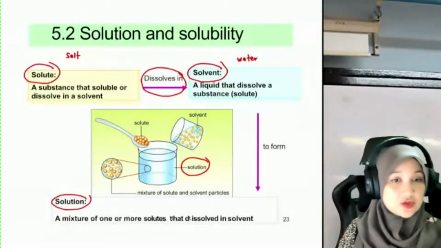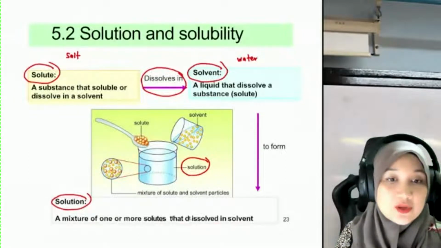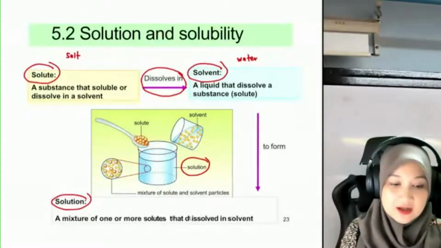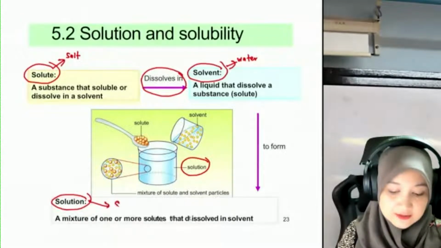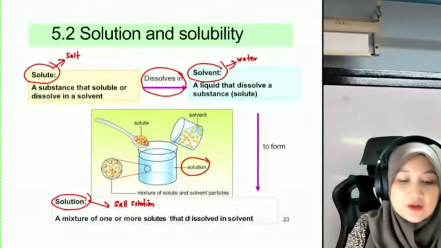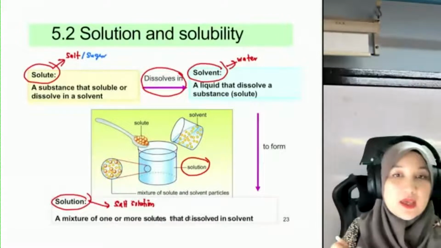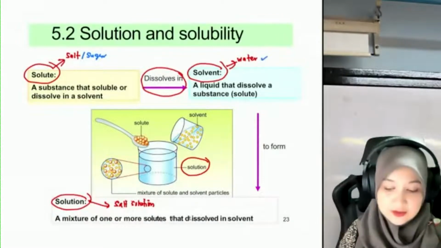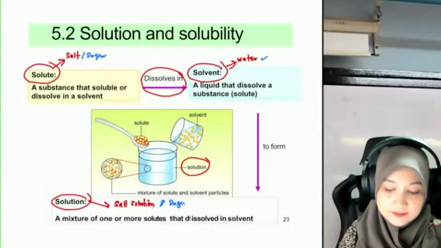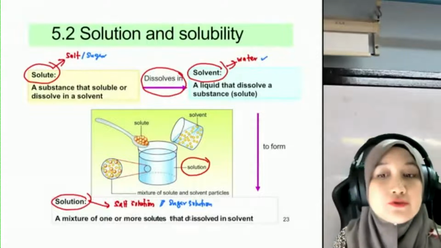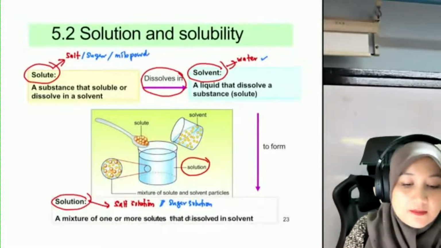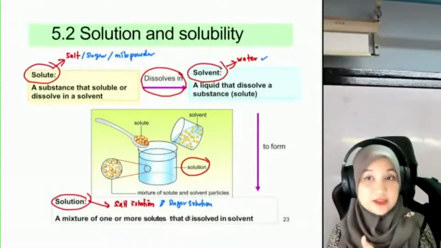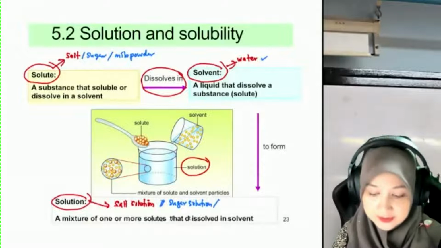So what is the meaning of solution? Solution is a mixture of one or more solutes that dissolve in a solvent. Here, salt is the solute, water is the solvent, and the solution is salt solution. If you replace salt with sugar, water is still the solvent, and you can produce sugar solution. If you are going to drink Milo, you can replace it with Milo powder. Milo powder is the solute, and it is dissolved in water, so that it will produce a Milo drink.